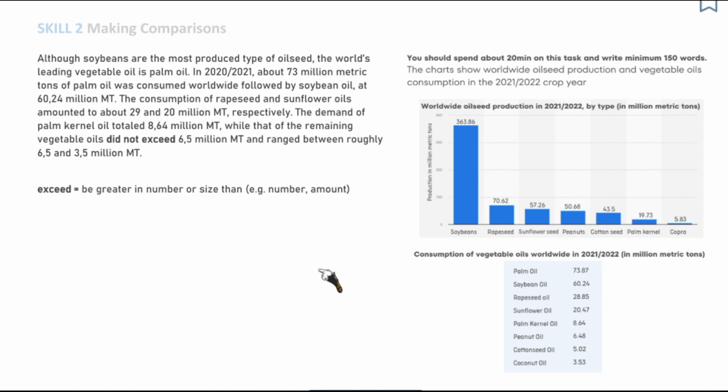The next word in focus is exceed. Let's have a look at the sentence where I have used it. The demand of palm kernel oil totaled 8.64 million MT. Let's have a look at this data in the table. So this is our palm kernel oil.